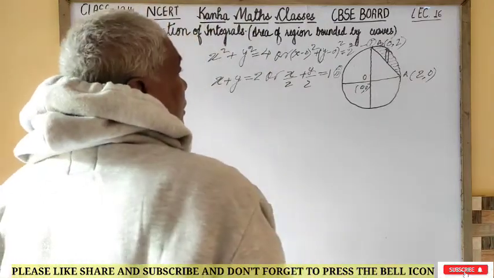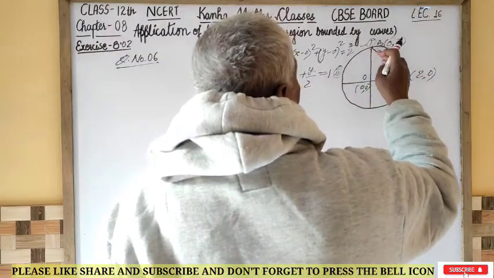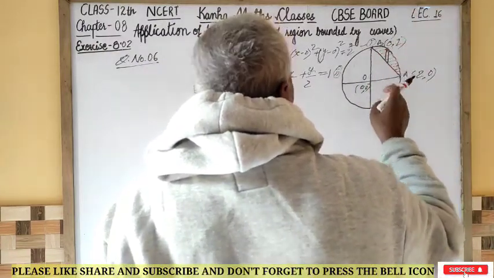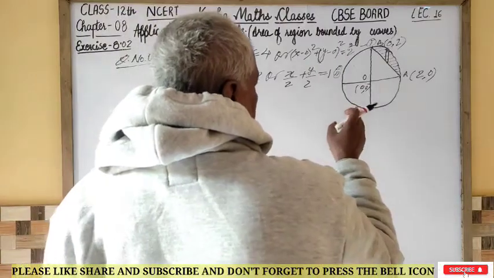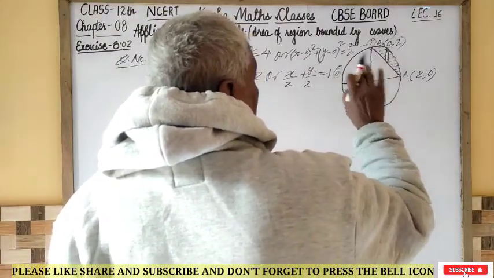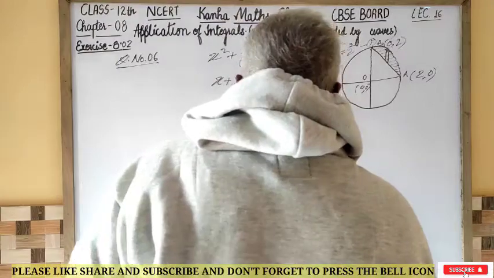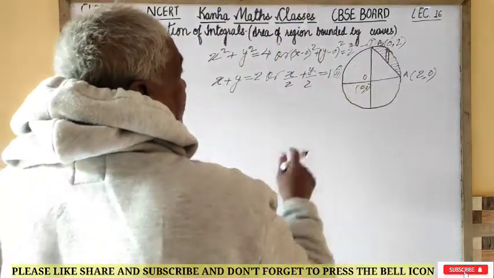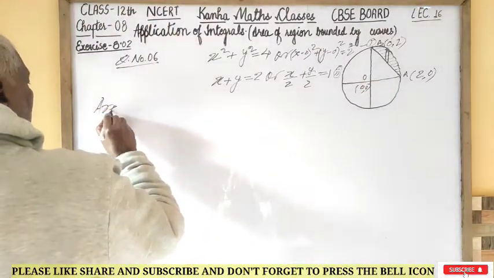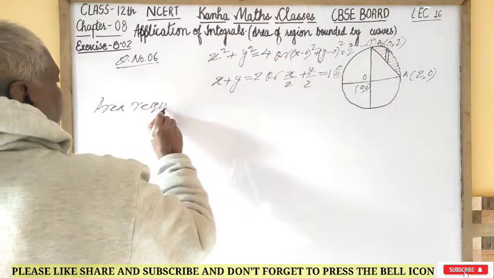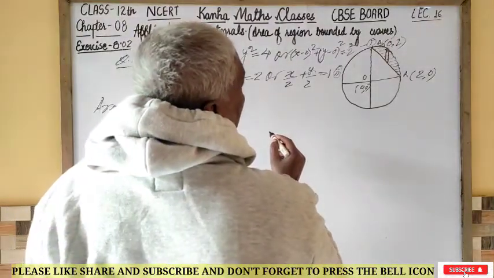Now we have already cleared the points of intersection of AB and the circle, which are A and B. Hence we do not have to calculate the point of intersection, because in tracing it has already been cleared, the coordinates of points A and B. Now the area required is the shaded area.